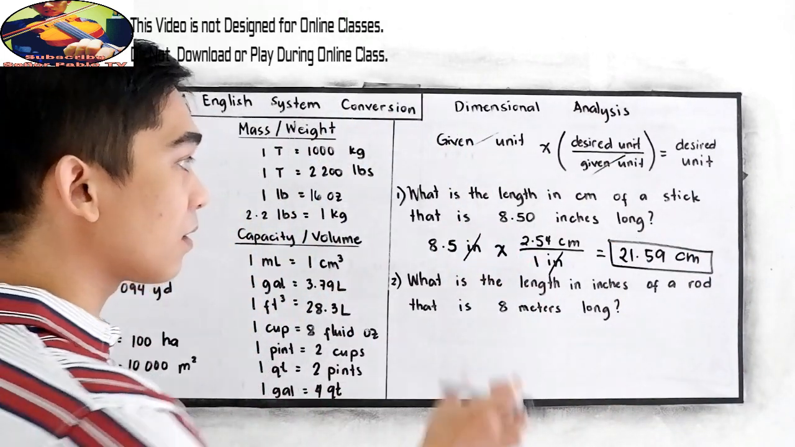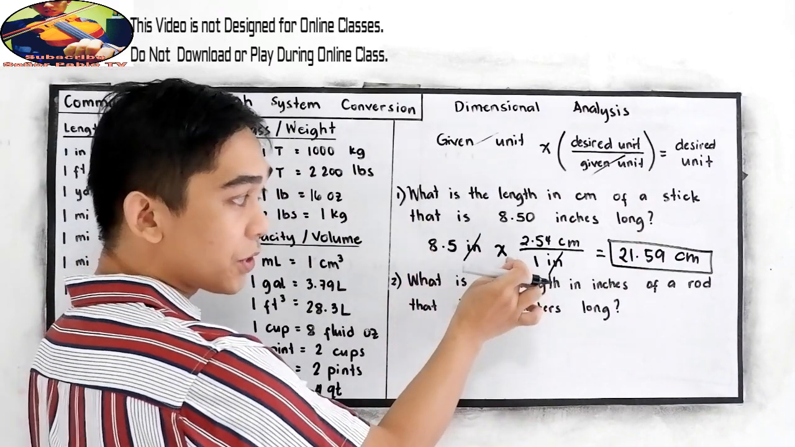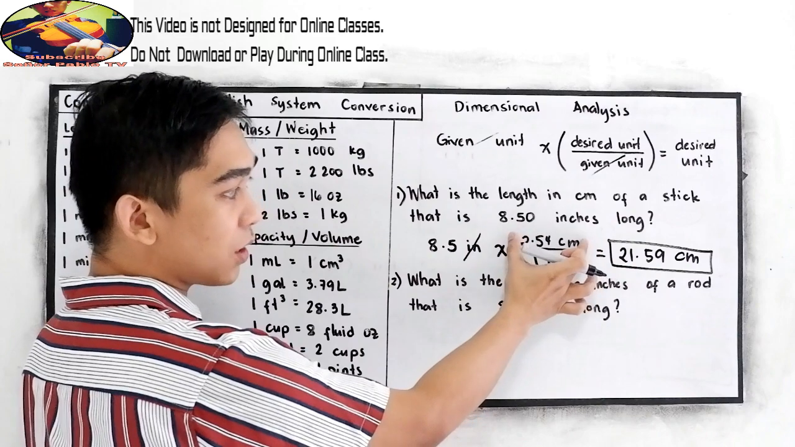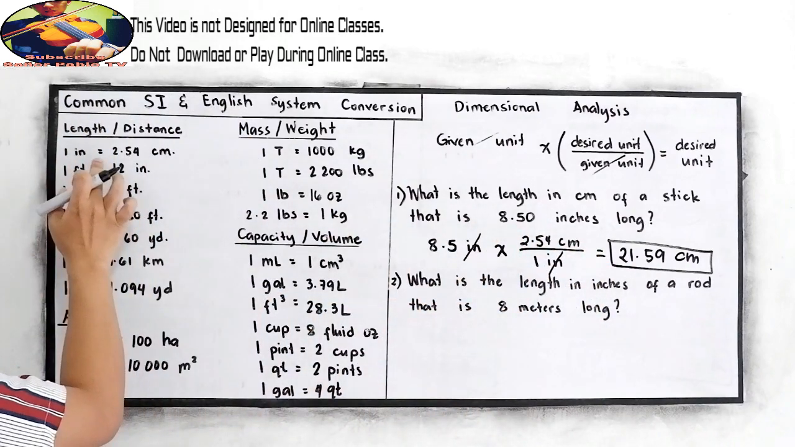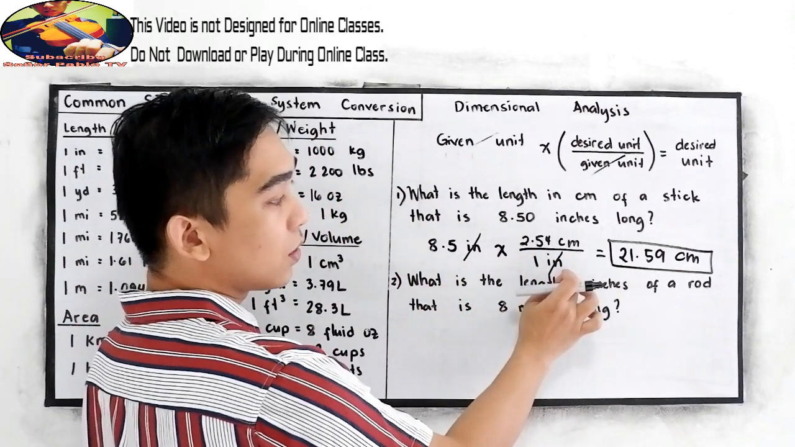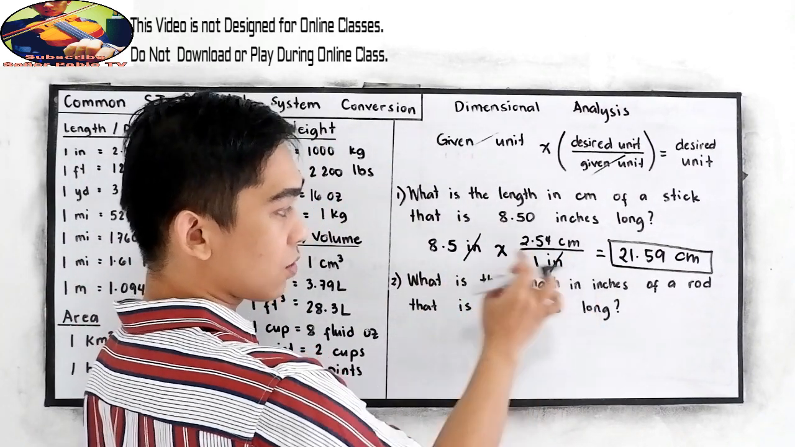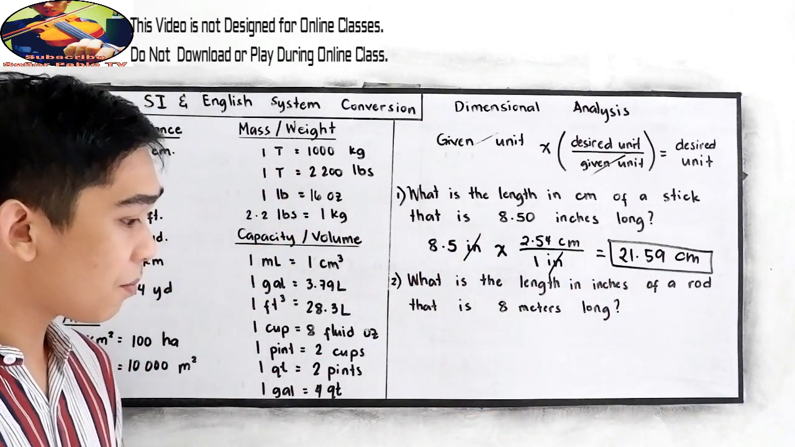Again, let us repeat. The given is 8.50 inches. We're going to multiply to the desired unit, which is the cm. In our conversion, 1 inch is equal to 2.54 cm, all over 1 inch. So cancel, then just multiply. Now let us try number 2.